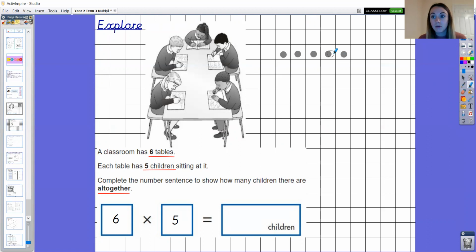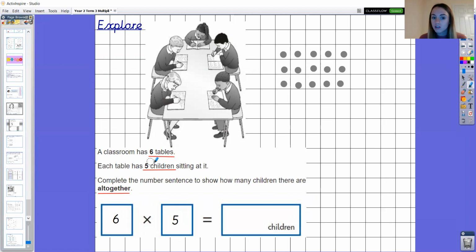So we've got 1 table of 5 children so far. So we need to keep going. So count with me. 1, 2, 3, 4, 5. 1, 2, 3, 4, 5. Okay, so how many tables have we represented in our array so far? Brilliant. So far, we've represented 3 tables as we have 3 rows.